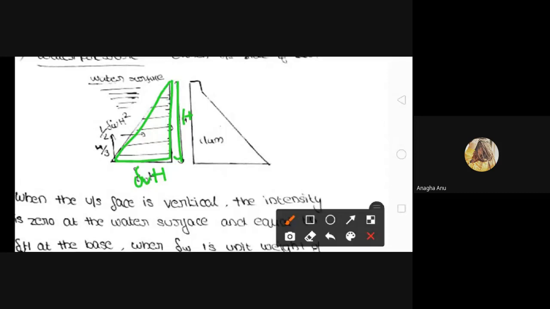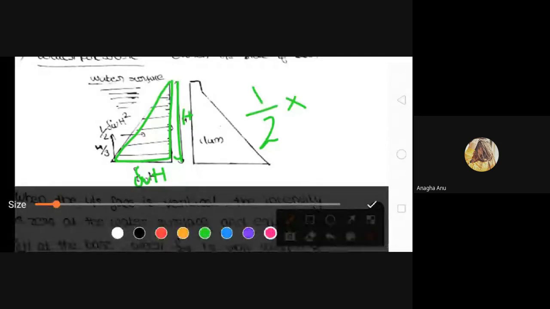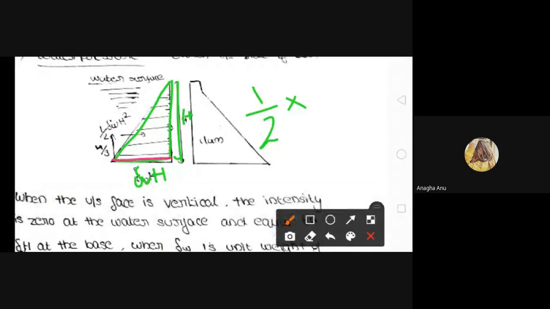What will be the height? Sorry, what will be the area? 0.5 into B H, that is 1 by 2 into B. What is B here? What is the base length of that pressure distribution diagram? This value, that is gamma W into H.